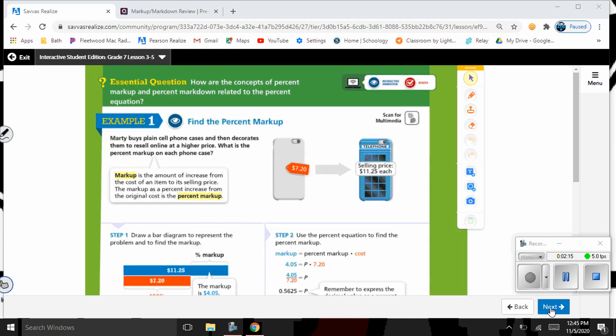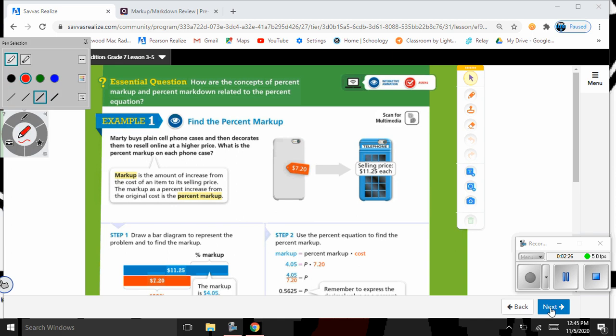All right, so cell phones. Again, this is right up you guys' alley at your age. Markup represents the amount of increase from the cost of the item to its selling price. Obviously, that's going to be a key player, that you know what that means. And the markup related to a percent of increase is called a percent of markup.